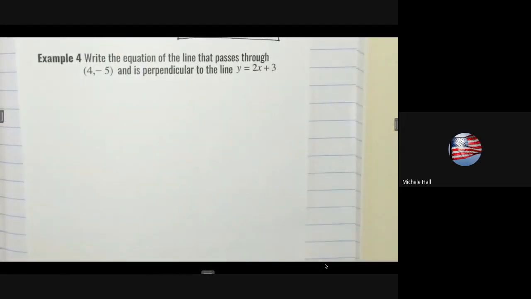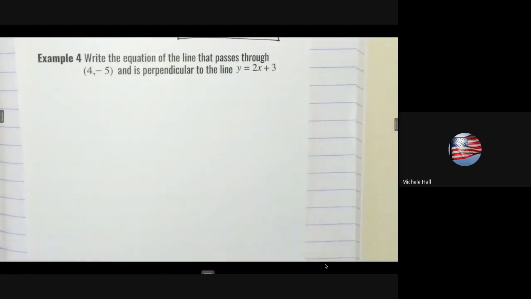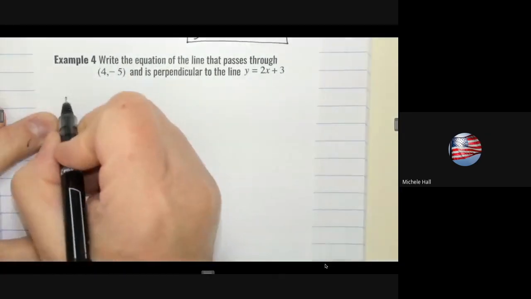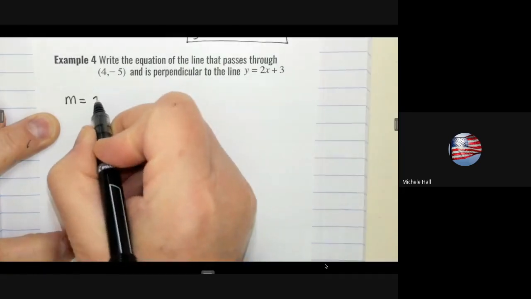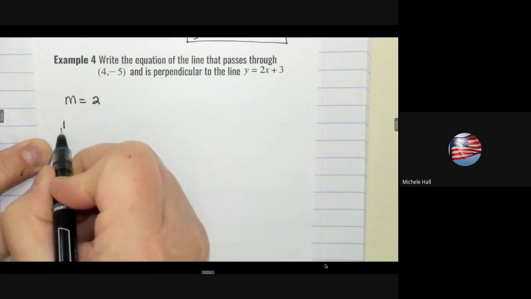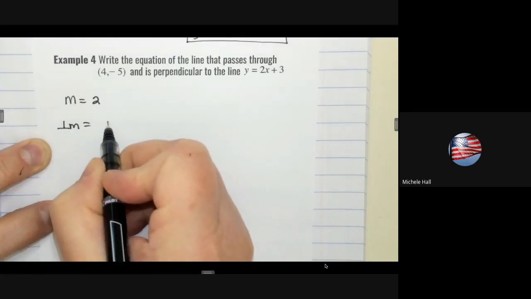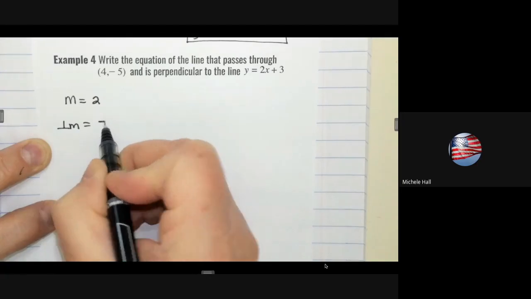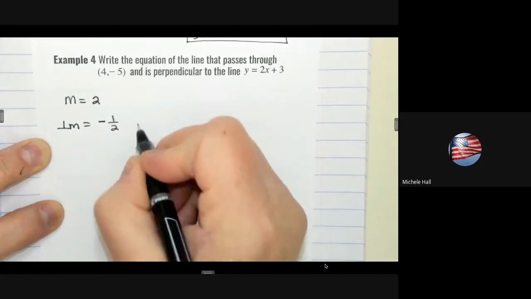Last example, Example 4. Write an equation of a line that passes through (4, -5) and is perpendicular to this line, y = 2x + 3. All right, so we're looking at slope first. What is the slope of this line? We have a slope of 2. What is the perpendicular slope to that line? I have to flip it and change the sign. So change the sign, it becomes negative, and then I flip it. And we're using the point (4, -5).